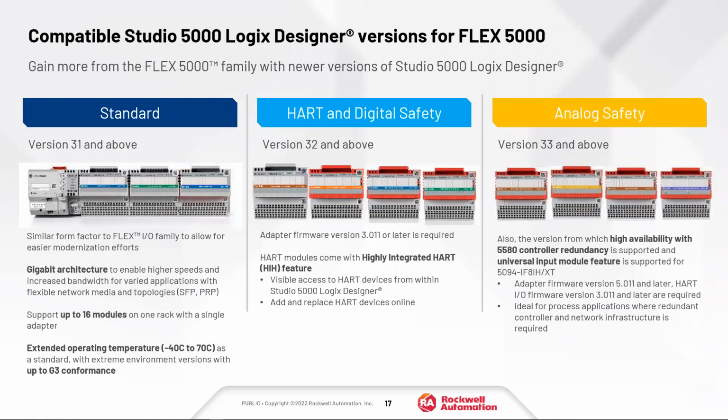Another product that was released a few years ago that we're seeing more people move to on new projects is Flex 5000. The Flex 5000 is the new generation for Flex, and it's the same footprint. In fact, you could literally remount Flex 5000 on a system that had Flex. That came out with version 5. The first release was version 31 of Studio 5000. But again, it has a gigabit architecture, some of the improvements over the original Flex.